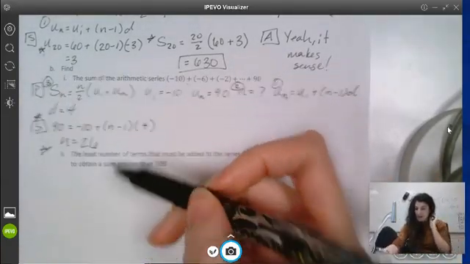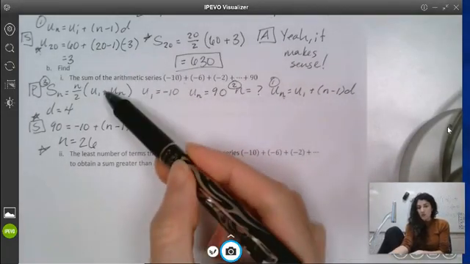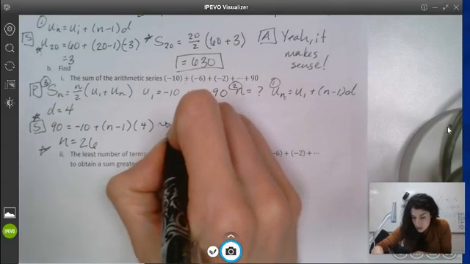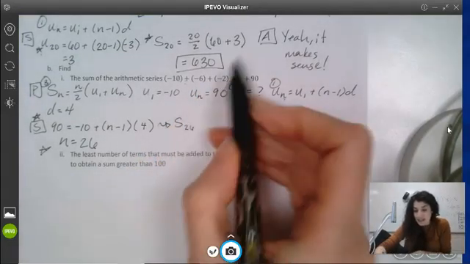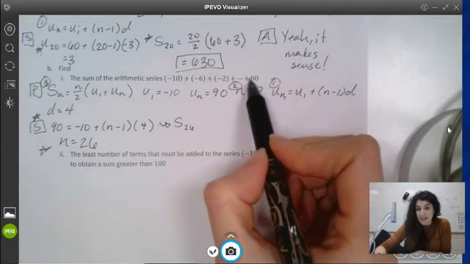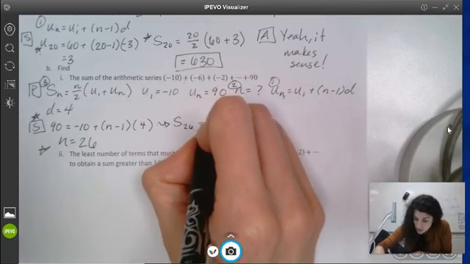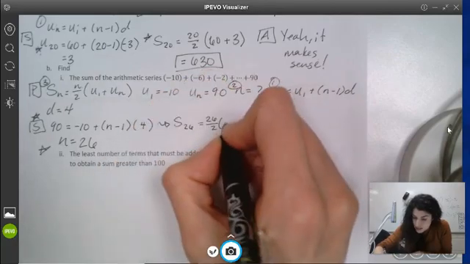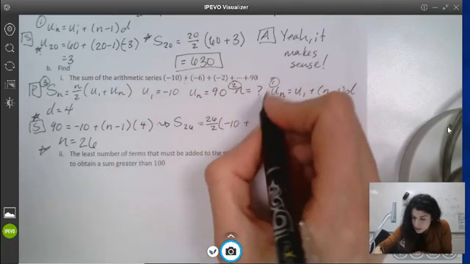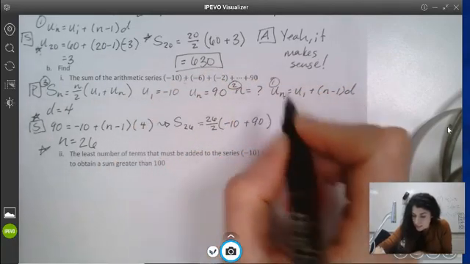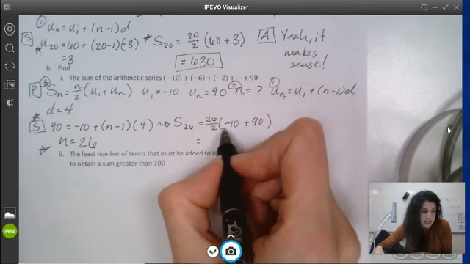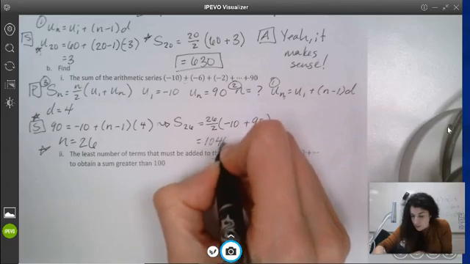Once we have our n, we can then move on to our final step, which is to solve for the sum. So s sub 26, because this is our 26th term, equals 26 over 2 times u sub 1, which is negative 10, plus u sub n, which is 90. That's going to be 13 times 80, which is 1,040.